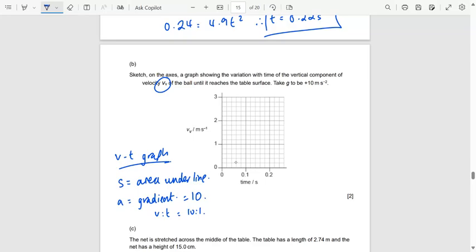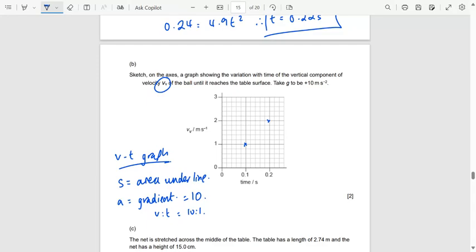So let's have a look at that. So it's a 10 to 1. So if I go across 0.1, I need to go up 0.1 times 10, which is 1. So I'm going to put a dot there. If I go across 0.2, I need to go 10 times bigger than 0.2 up, which takes me to 2. So I'm going to have a line that goes through these crosses.